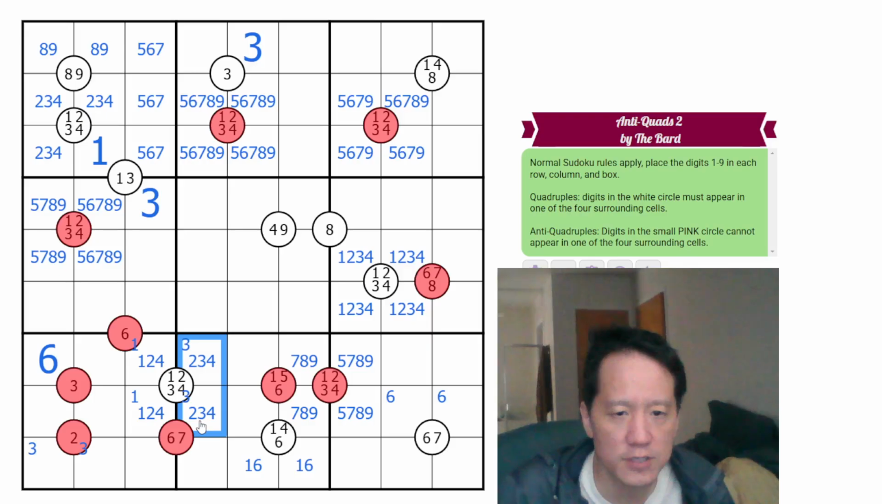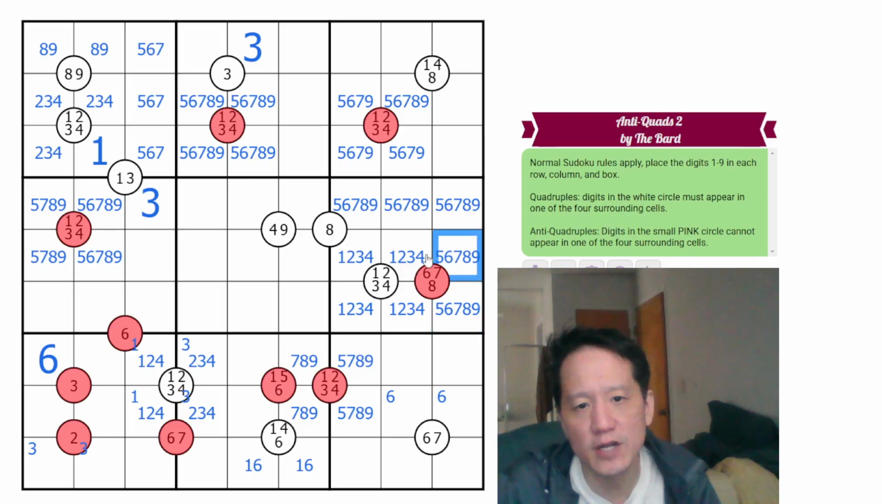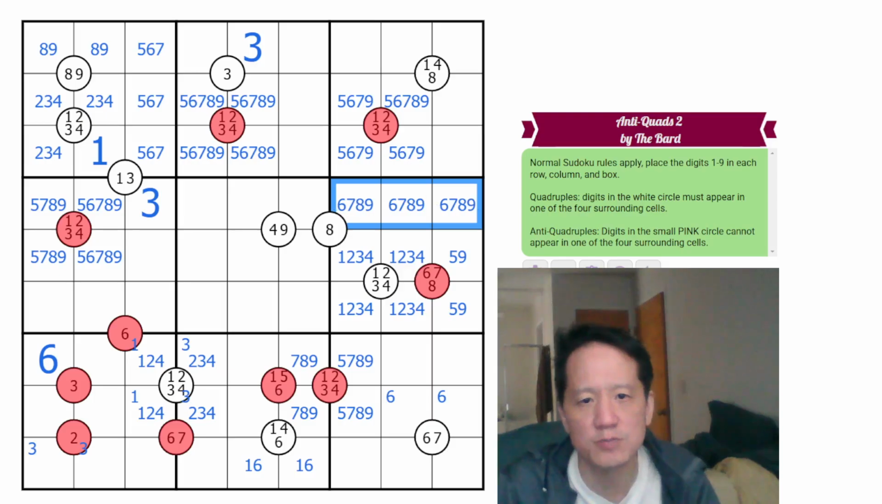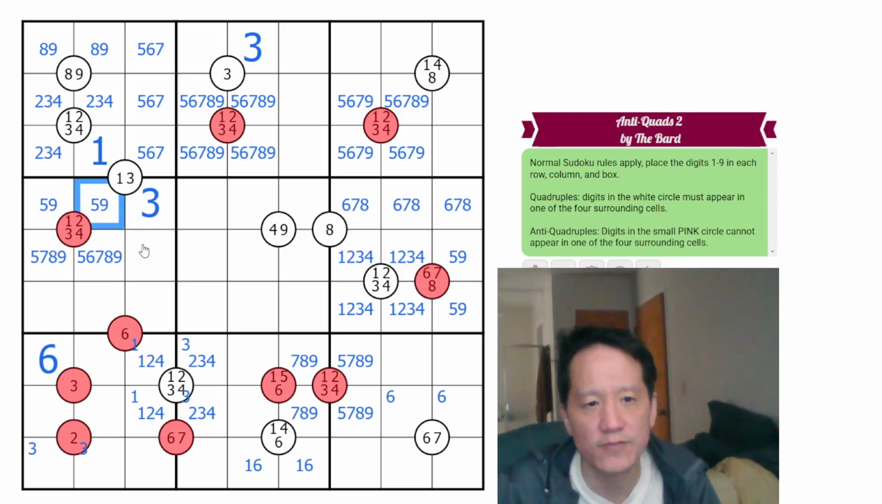We also know 3's here. 3 can't be here. 3 could be any of these cells. Oh, these have to be 5 through 9. Well, this can't be 6, 7, or 8 surrounding this anti-quad cell, so this must be 5 and 9. Well, this 5, 9 pair in this box eliminates 5 and 9 from the rest of the box, so this must be 6, 7, or 8. This 6, 7, or 8 eliminates 6, 7, or 8 in the rest of the row. So this can't be 7 or 8. This can't be 6, 7, or 8.